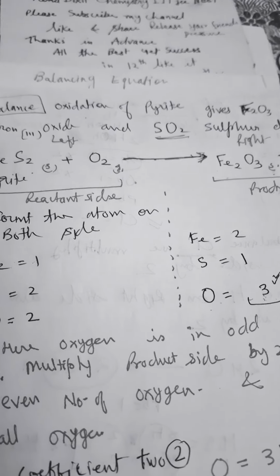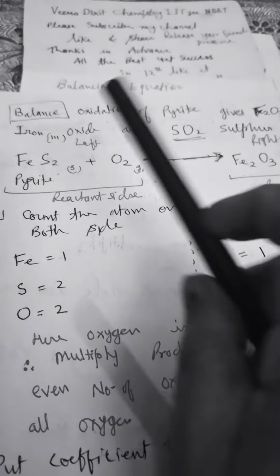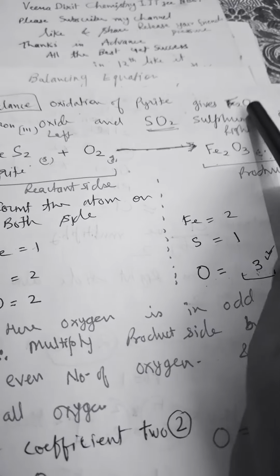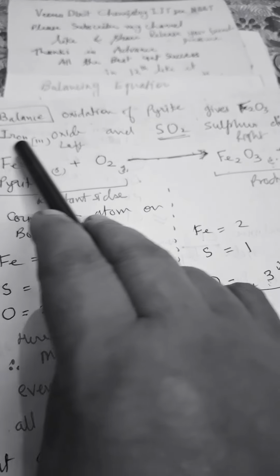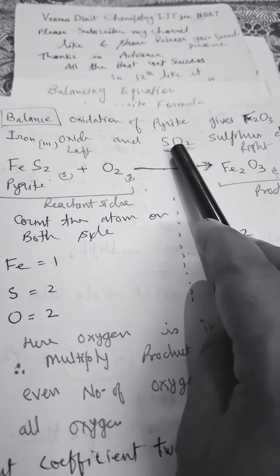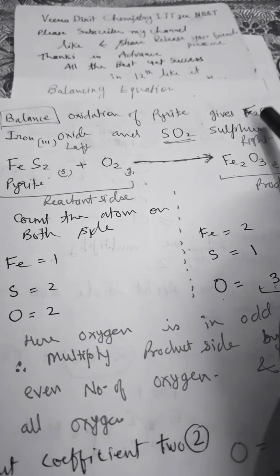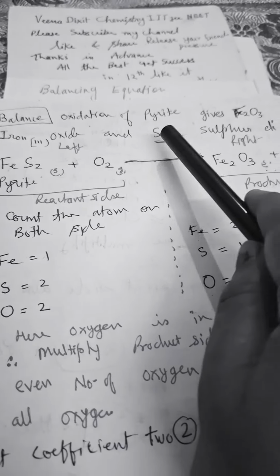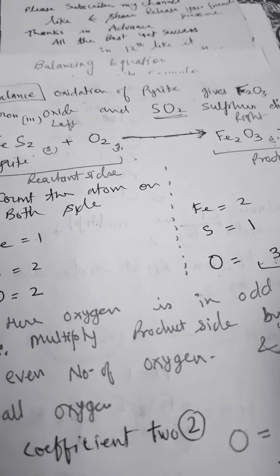Hello student, we are doing balancing here. Here oxidation of pyrite gives Fe2O3, that is iron oxide, and SO2, that is sulfur dioxide, is obtained as the product.